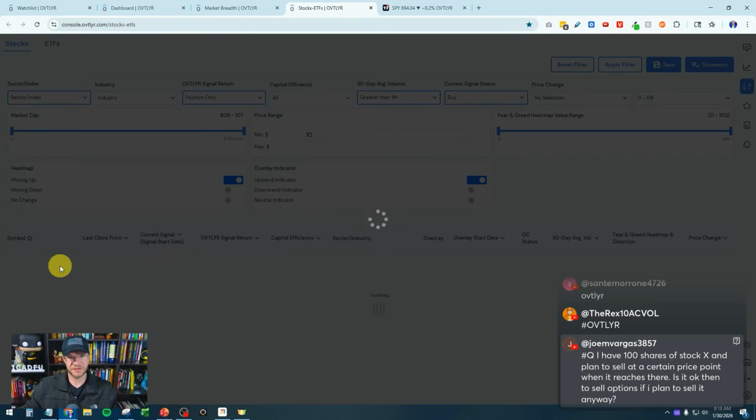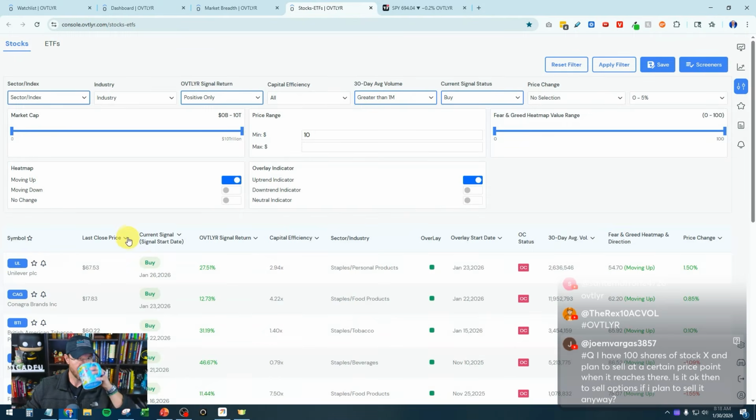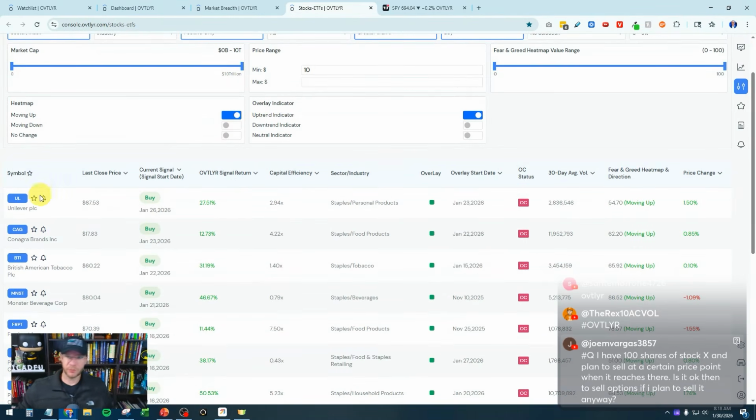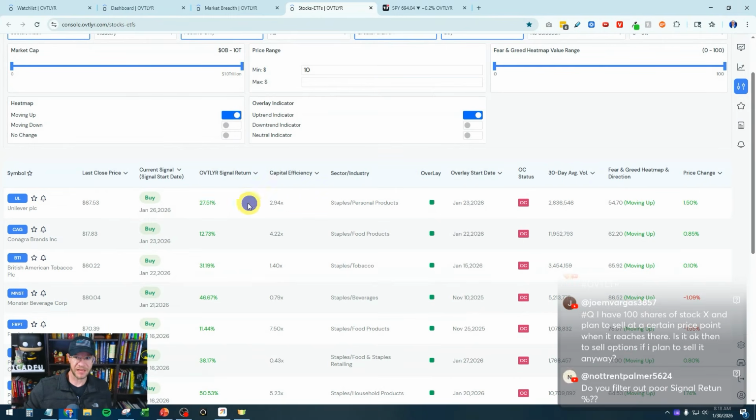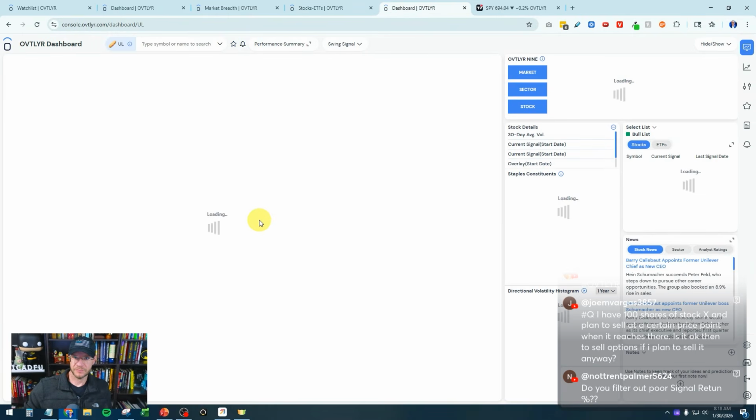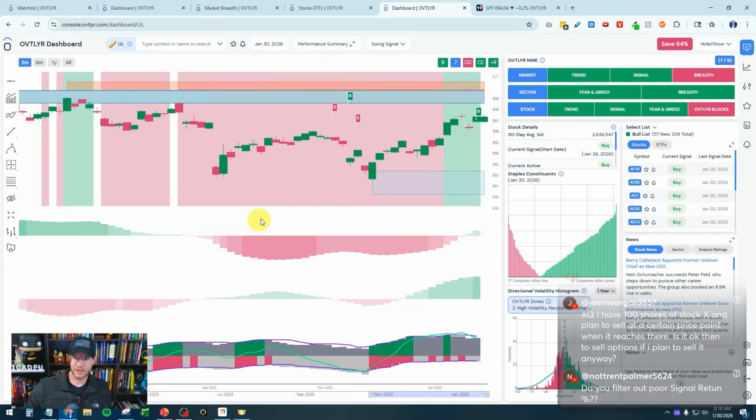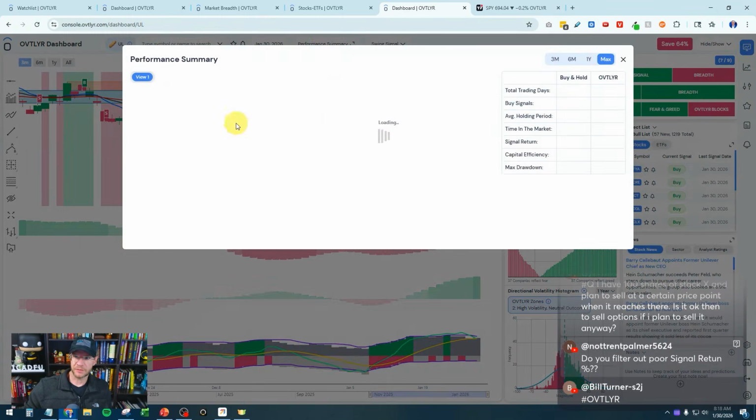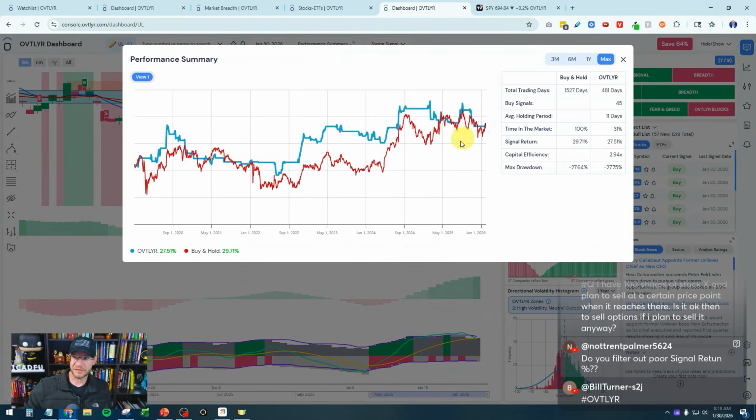So this is going to have different sectors. There you go. We could look at Unilever, for example. 27% outlier return, but 2.94x capital efficiency. Wait, what does that mean? Let's pop into here. So if we go to the performance summary up here, we can see an instant backtest.